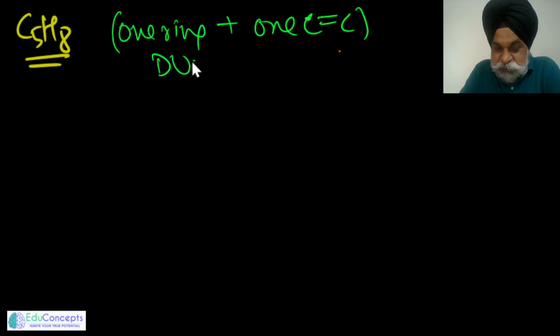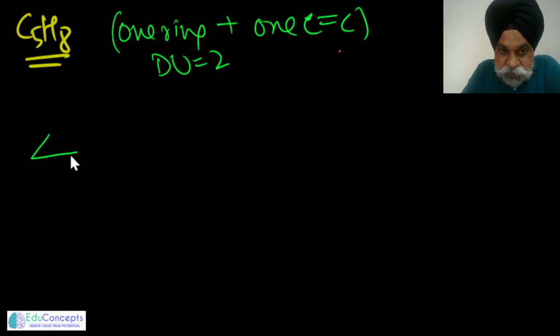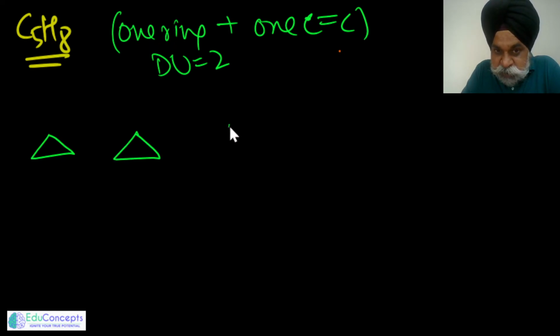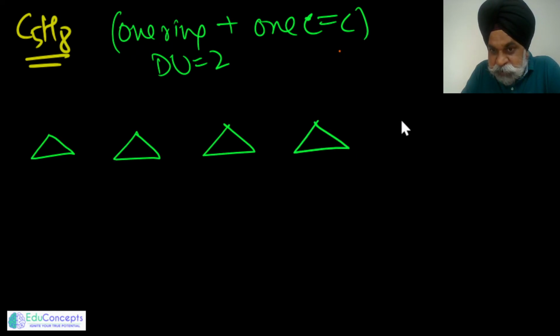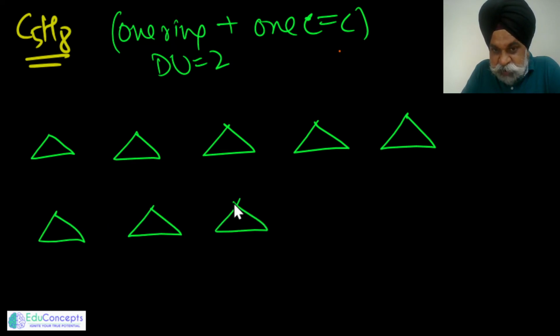Still the story is not complete. C5H8, now you can make it in the form of one ring plus one double bond. That also would make the degree of unsaturation 2. The simplest, smallest ring is the triangle, 3 carbon atoms. I'm just making it randomly. 3 carbon atoms can be shown like this.